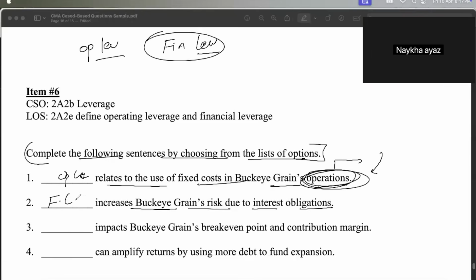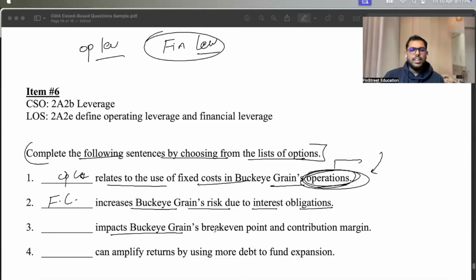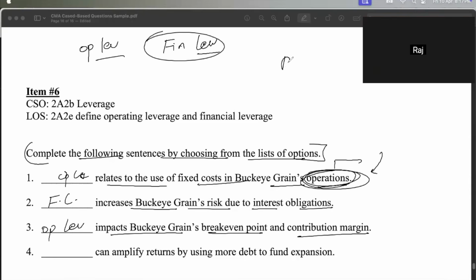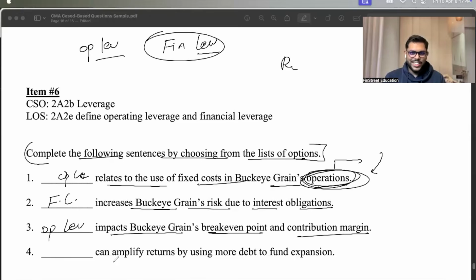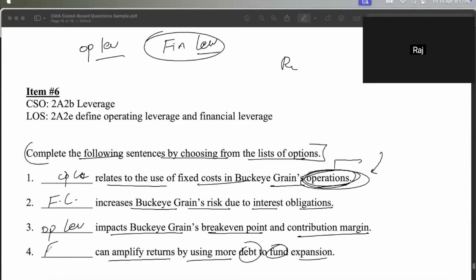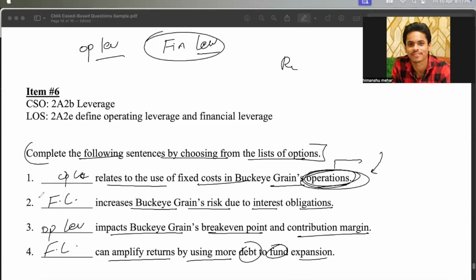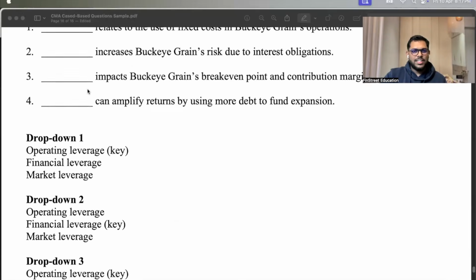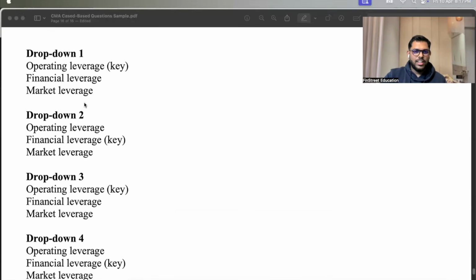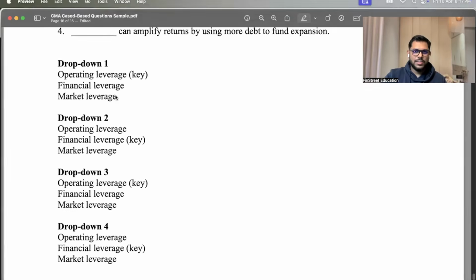Financial leverage. Correct. Dash impacts Buckeye Grain's break-even point and contribution margin. Operating leverage. I was going to show revenue and everything, but you guys answered. Last, dash can amplify returns by using more debt to fund expansion. Financial leverage. Okay. So the first and third are operating, and the second and fourth are financial.